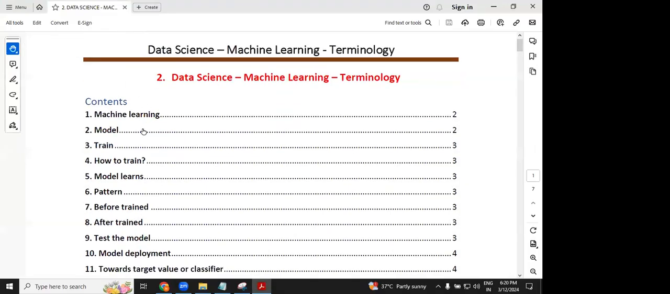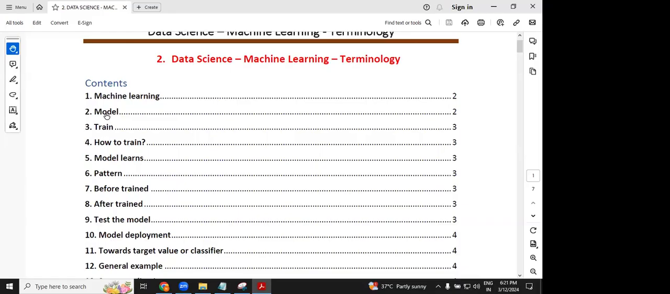What is a machine learning algorithm? What is the machine learning definition? Next one is what exactly? Model. Next one, training. How to train, how a model learns patterns before training. These are all we are going to understand. Such a nice discussion. Are you ready?